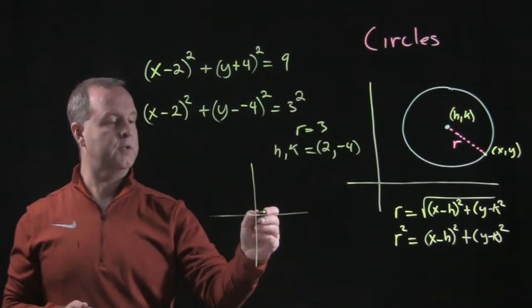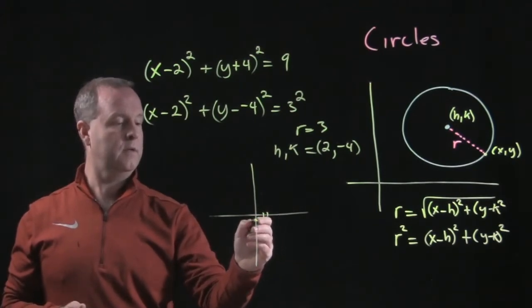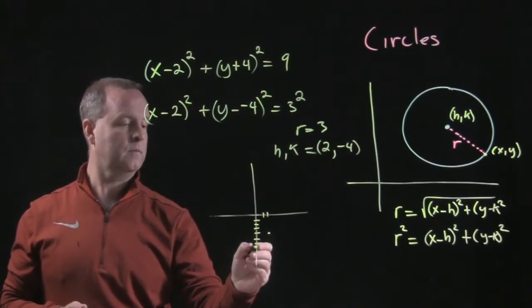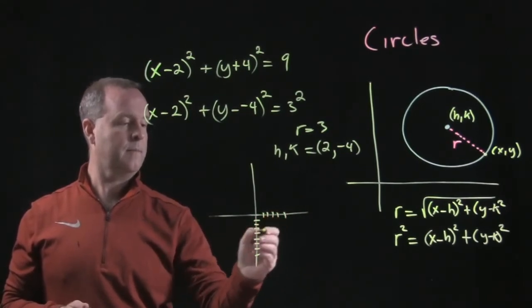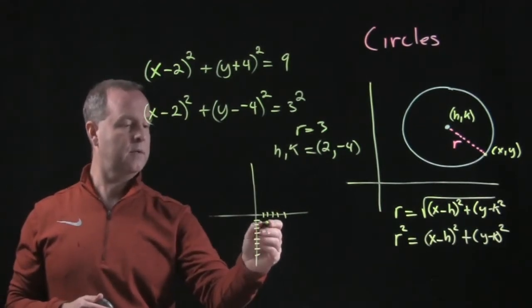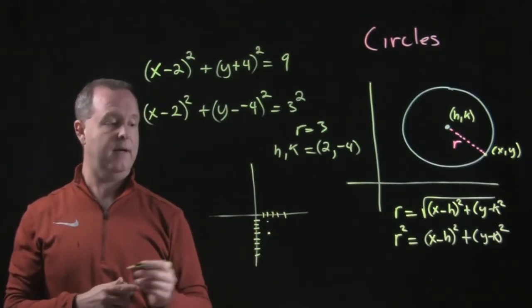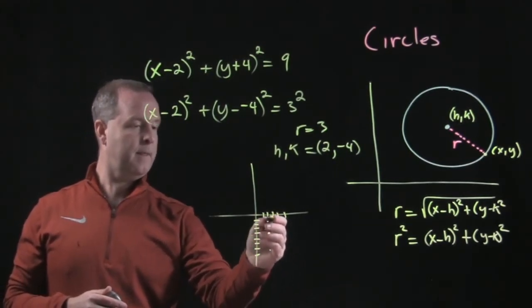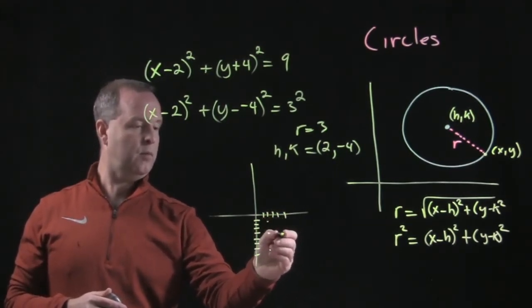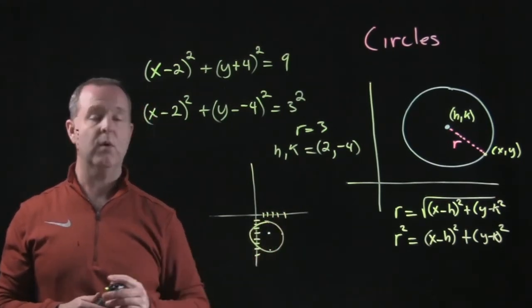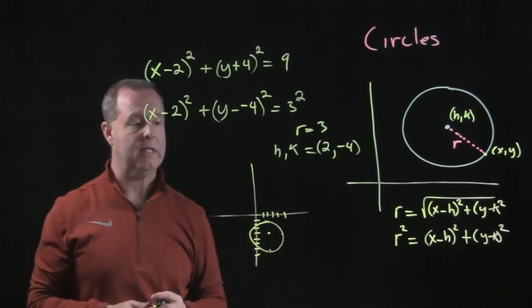I'm all over the place here. So 2, 1, 2, 3, 4, 1, 2. Right there. Draw some extra points. The point (2, -4) with a radius of 3. So I have a point right there, I have a point right there, a point over there, and a point right there. Enough points to get me a general idea of what that circle looks like.